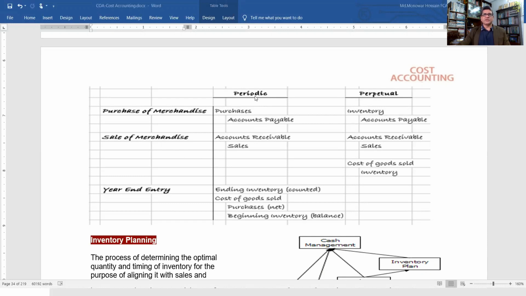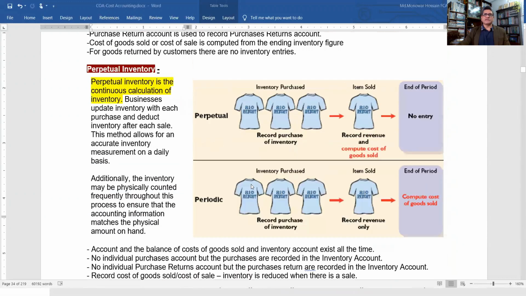For sales, in periodic, accounts receivable debit, sales credit. In perpetual, accounts receivable and sales are the same, but in addition, cost of goods sold debit, inventory credit. At year end, only in periodic and not perpetual, after the ending inventory is counted, debit ending inventory, debit cost of goods sold, credit purchases net, credit beginning inventory balance. So that is the basic difference between periodic and perpetual.